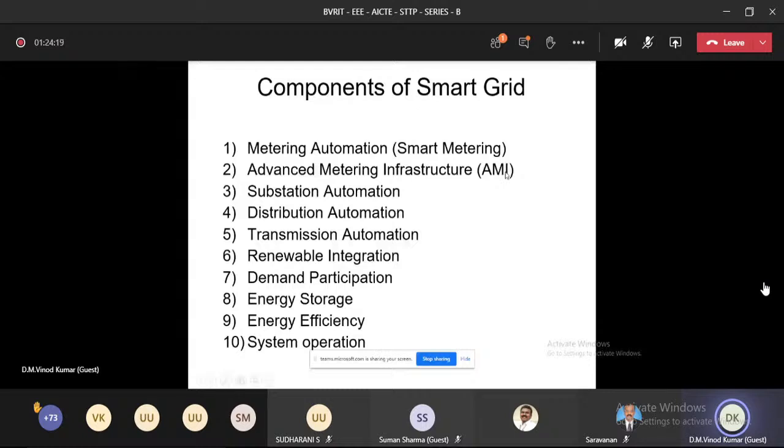People are doing a lot of research in meter placement, etc., in the power system as well as the distribution system. Because most of the time the research is going on in distribution automation or the distribution system.